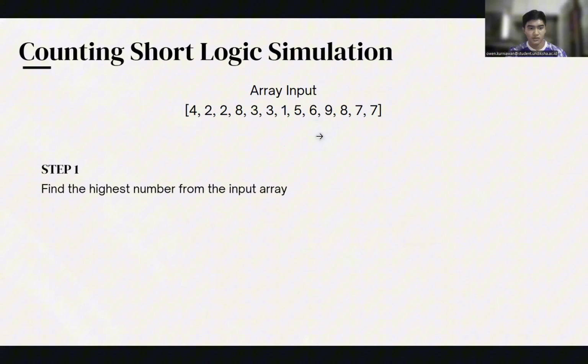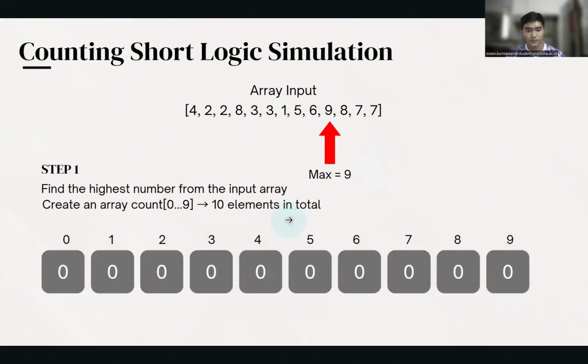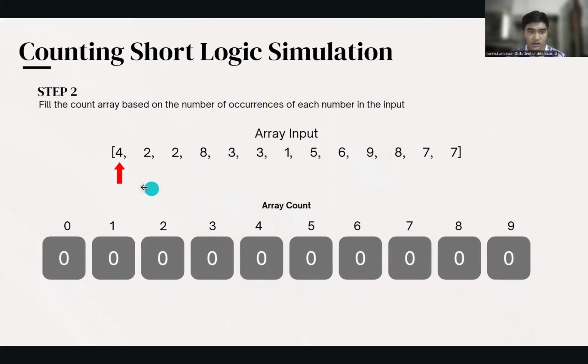Step 1 is to find the highest number, or the max value, from the input array. Here we know that 9 is the largest number. Then the program will create a count array from 0 until 9, consisting of 10 elements in total. We must remember that in an array, the counting starts from 0, not from 1. So here we'll be counting how many times the numbers show up in this input.